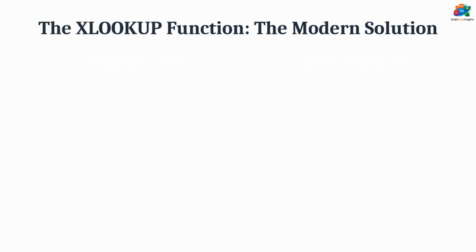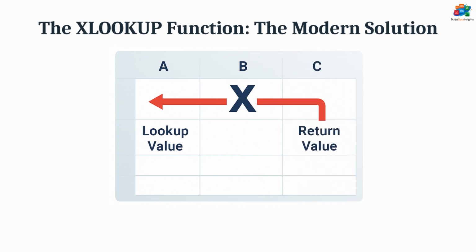This is where the XLOOKUP function, the modern solution, steps in to save the day and fix VLOOKUP's flaws. XLOOKUP is designed to overcome all the limitations of its predecessor. The key difference is that it allows you to select your lookup column and your return column independently, which means it can look in any direction, left or right.